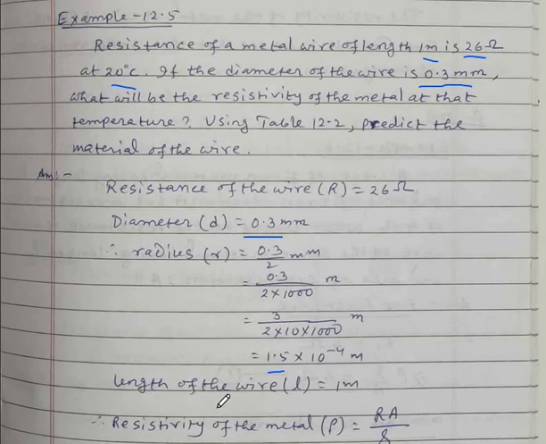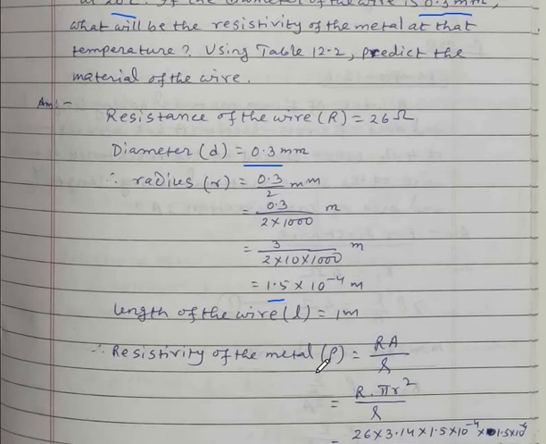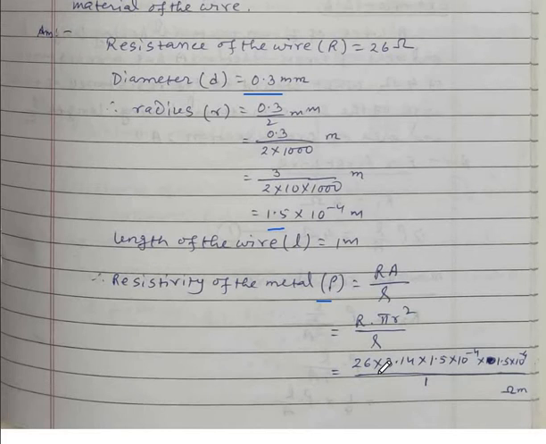Then they are telling us to check the resistivity. You know that resistivity of the metal, symbol rho, is equal to R into A by L. R is the resistance, A is the area of the cross section. Since radius is available, area of the cross section for a cylindrical wire will always be pi r square. So R into pi r square divided by L.